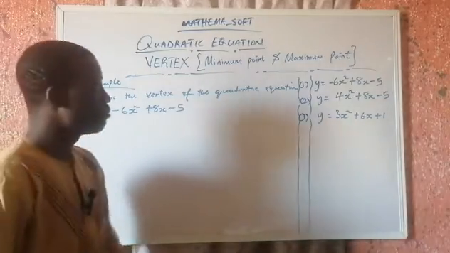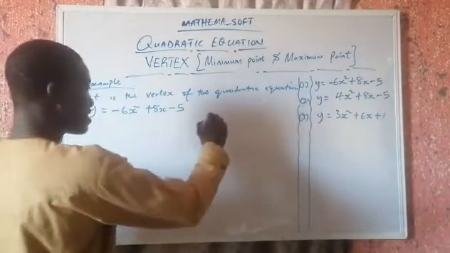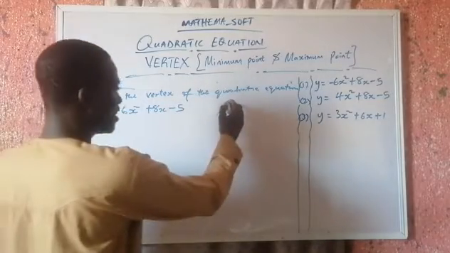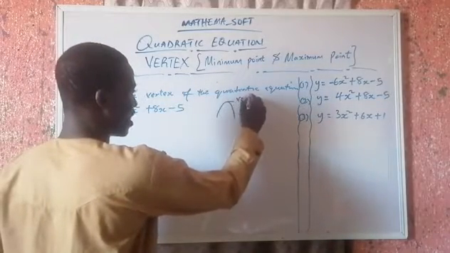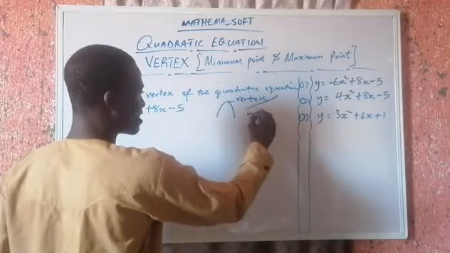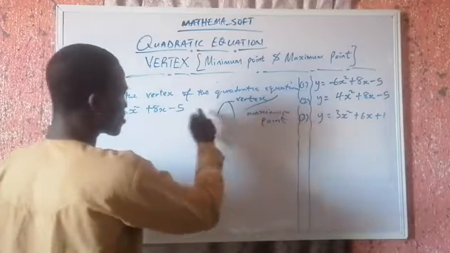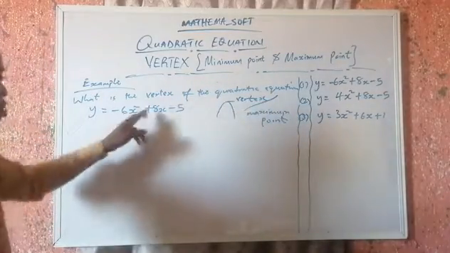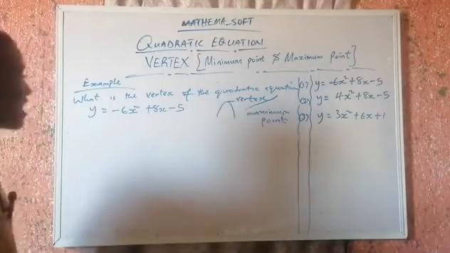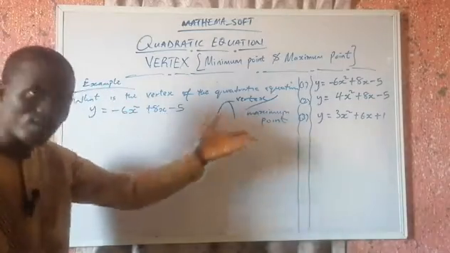And of course, because our a here is minus 6, we know that this is going to be an N-shaped quadratic curve. And definitely the vertex in this case that we are looking for, because it's N-shaped, is going to be the maximum point. So rather than this question being put like find the vertex of the quadratic equation, they can as well ask us to find the maximum point of the quadratic equation.